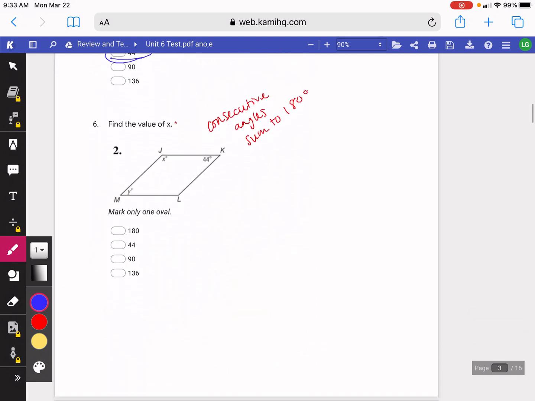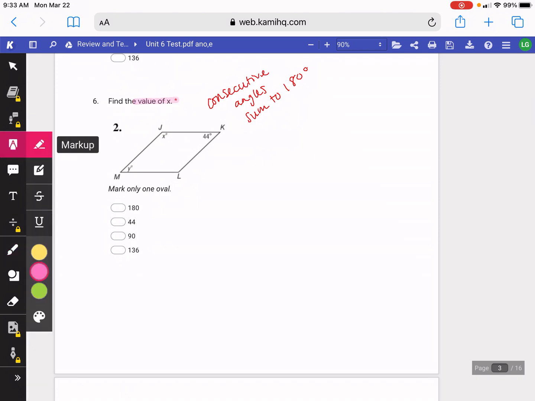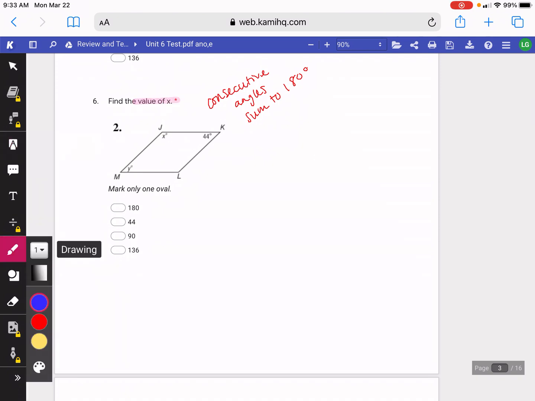In this next question, we're finding the value of x. We learned that consecutive angles sum to 180, or they're supplementary. So here, if you look at angle J and angle K, those are consecutive. So that means they're going to add up to 180. So they're not congruent, but they sum to 180. So we could say x plus 44 equals 180.